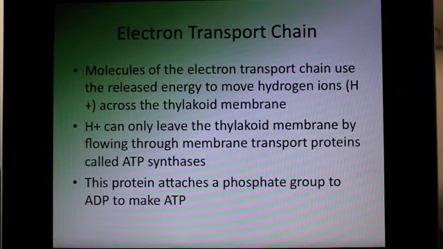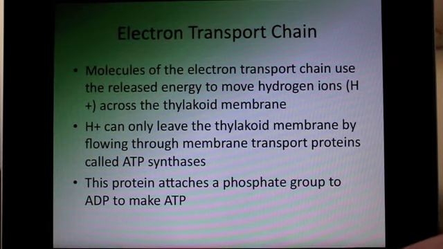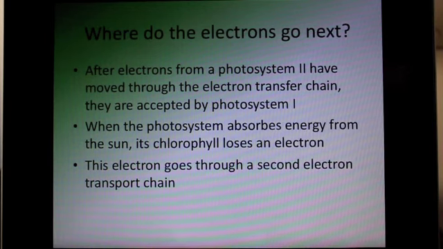Molecules of the electron transport chain use the released energy from these redox reactions to move the hydrogen ions across the thylakoid membrane. The hydrogens can only leave the thylakoid membrane by flowing through the membrane transport protein called ATP synthase. And this makes ATP by attaching a phosphate group to ADP. So, lots of words, and then we'll get to a picture and I'll go over it again.